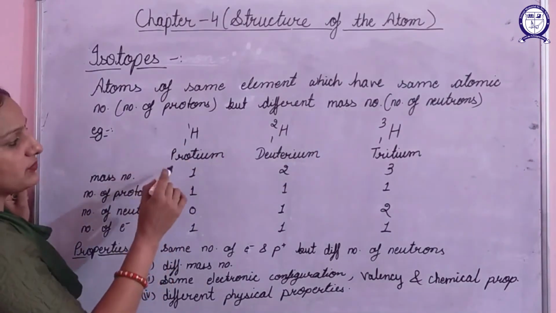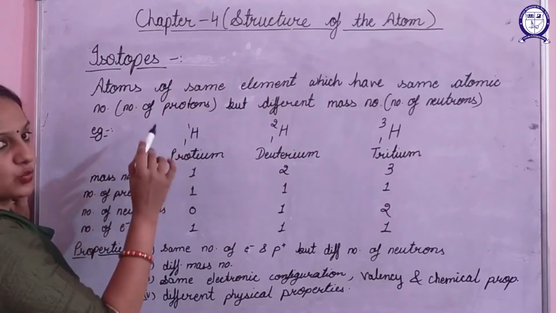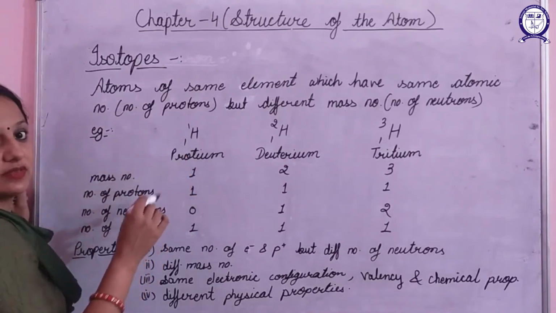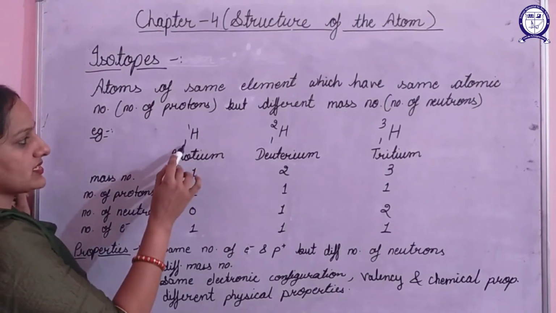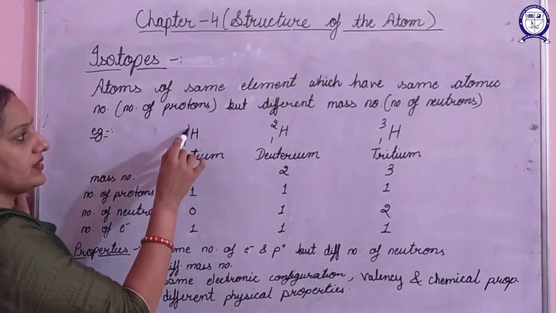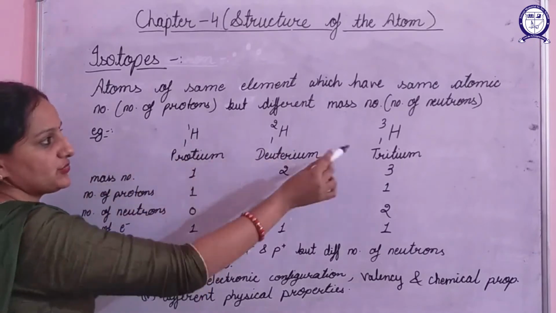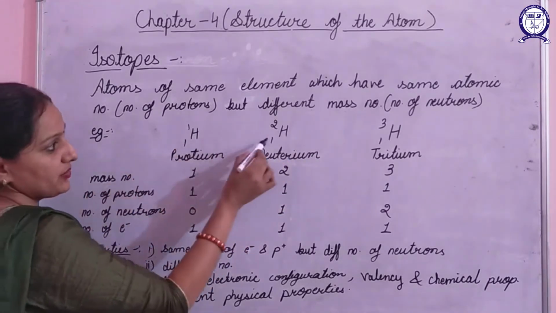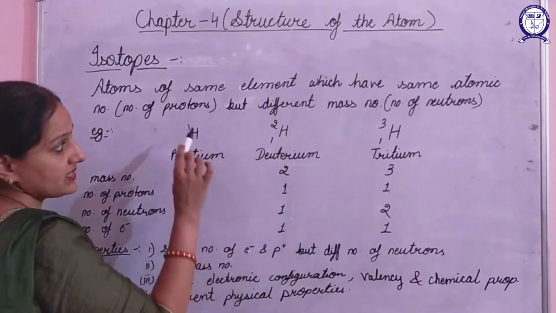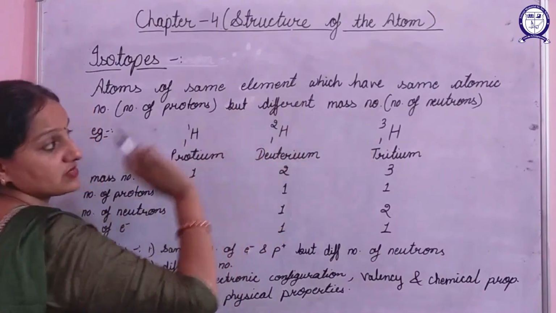How will you represent protium? As 1H1, that is, hydrogen having one atomic number and one mass number. These three are the different isotopes of hydrogen only, that is, their atomic number remains the same. It is their mass number which is variable.